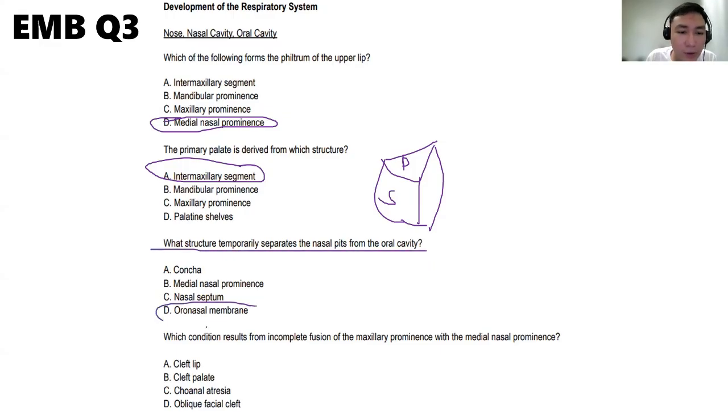Which structure temporarily separates the nasal pits from the oral cavity? So, that would be your oronasal membrane, oral cavity, nasal cavity. So, yan, nag-separate. Temporarily lang naman. Nag-disintegrate kasi yan. That's your oronasal membrane. Which condition results from incomplete fusion of the maxillary prominence with the medial nasal prominence? So, ano nga yung finoformula? That's the primary palate. So, ito sa harap. And that will cause your cleft lip. Okay? Kapag naman cleft palate, that's your palatine shelves failing to fuse.